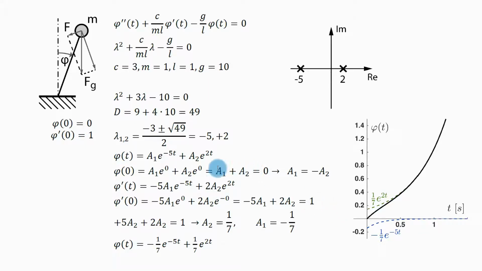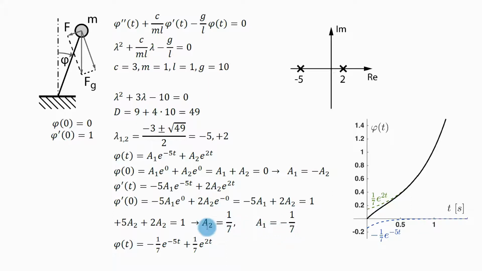Now I have these two equations which I will use to compute A1 and A2. From this first equation I will express that A1 is equal to minus A2. That I will substitute into this second equation, which will give me this equation, and from there I can compute that A2 is 1/7. And when I substitute that here, I will get that A1 is minus 1/7.